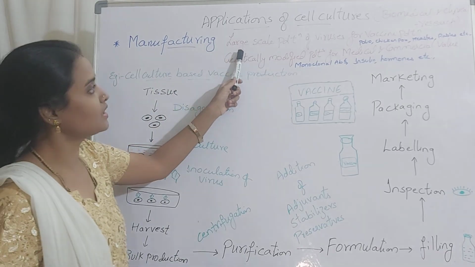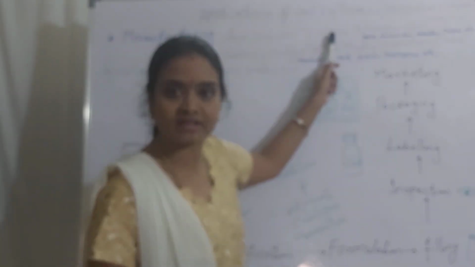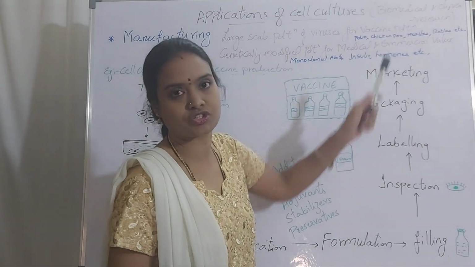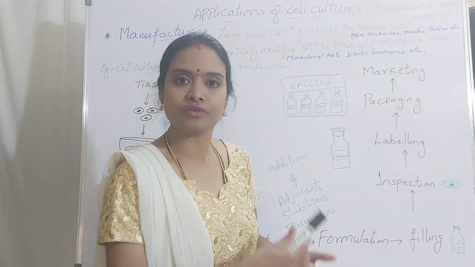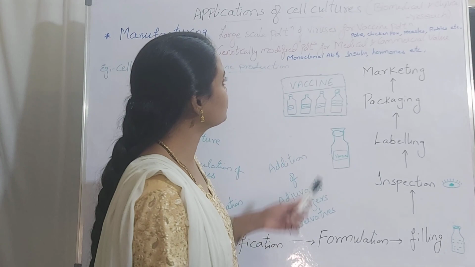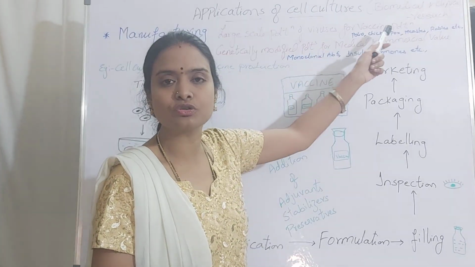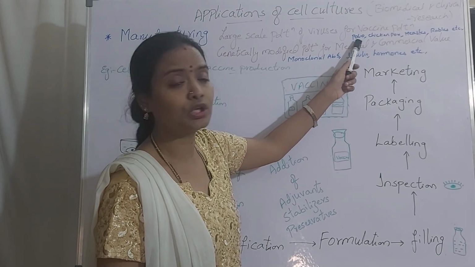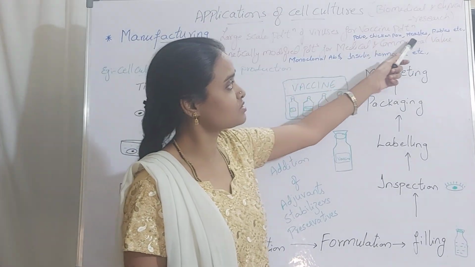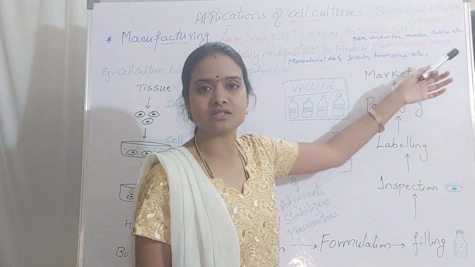Manufacturing is the large scale production of viruses for vaccine production. So for vaccine production we need viruses. Then, from the viral genome, by using the viruses, we produce the vaccines. Right? So for example, you have polio vaccine, chickenpox, measles, rabies, hepatitis, etc.